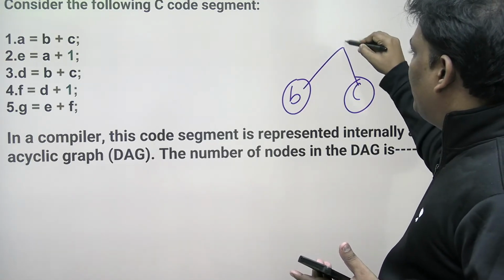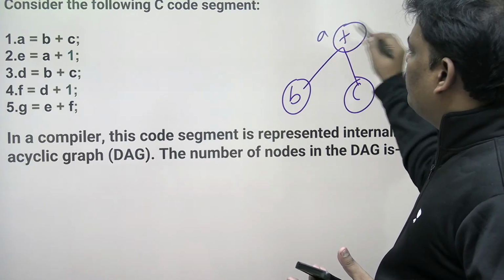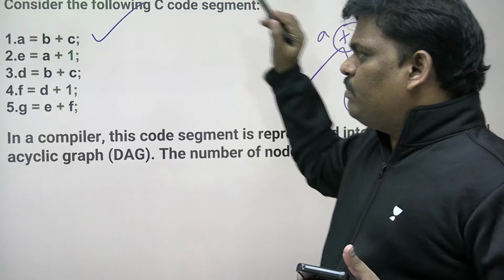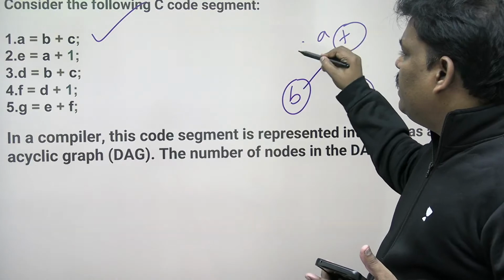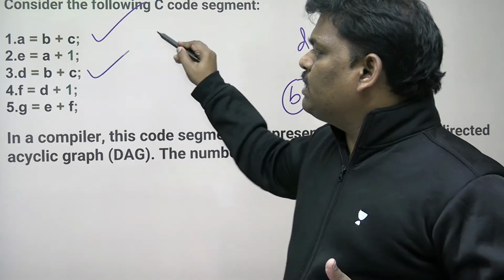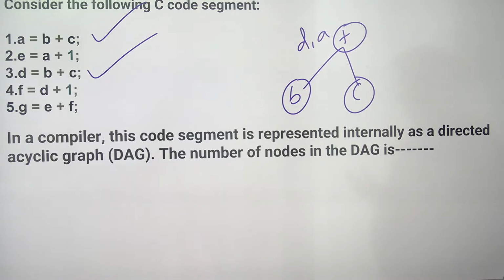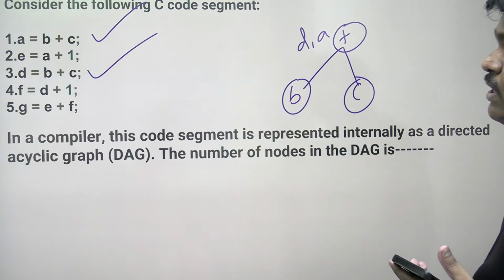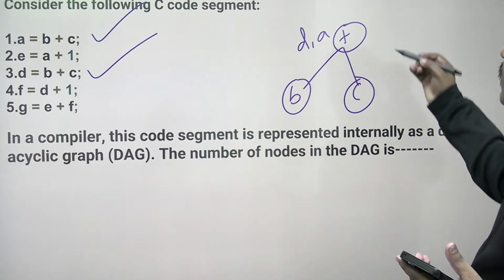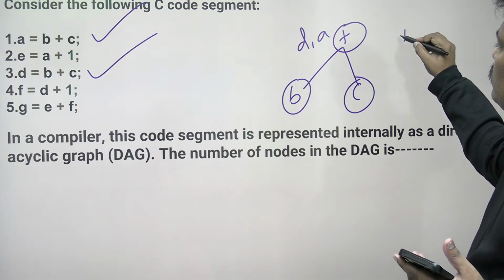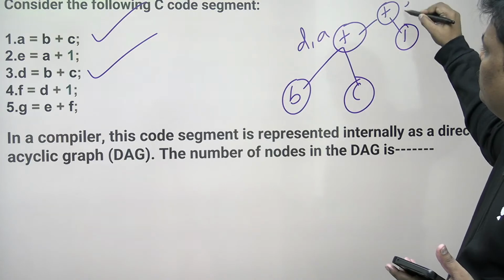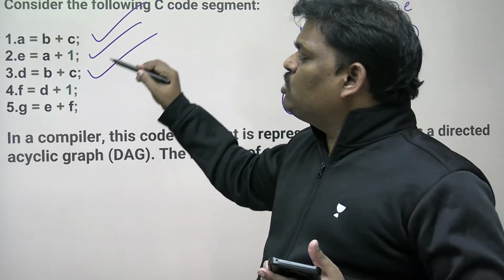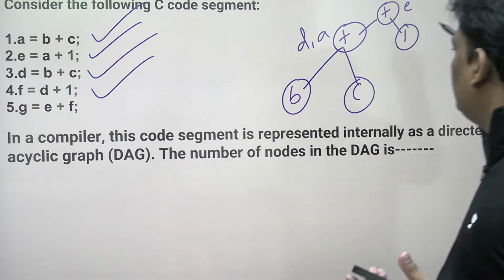The plus operation, name is A, which is also called D, because both are the same. Next one, A plus 1 is E. This is also called D plus 1, which is F.